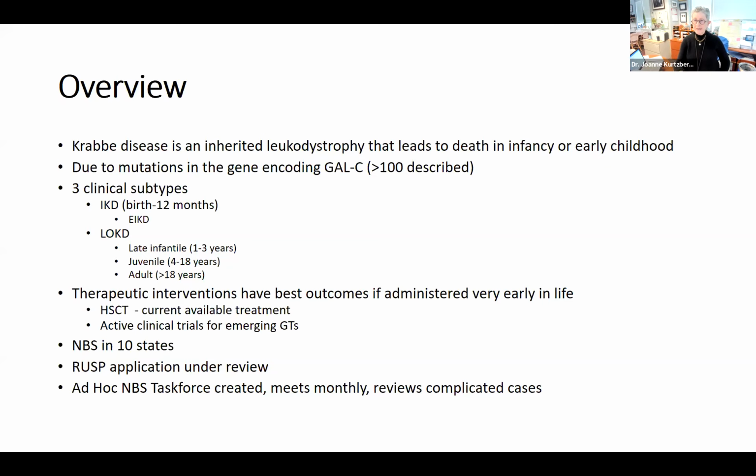Currently, newborn screening is available in 10 states. There is an application under review to add Krabbe disease to the recommended newborn screening panel under HRSA, and that will be presented to the panel next week. We also have an ad hoc newborn screening task force that a number of us created that meets monthly to review complicated cases.